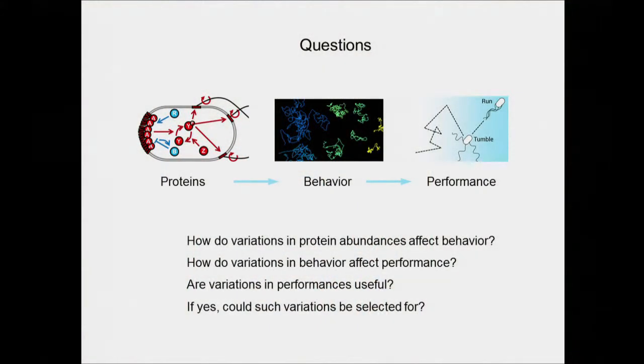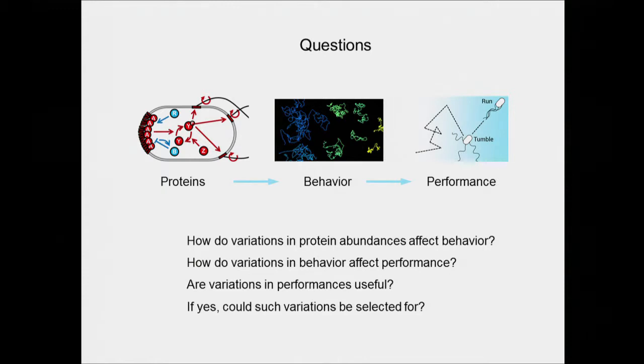What are they useful for? So the question I'm going to try to address in the next 20 minutes is, how does the variation in protein abundances affect the behavior? So what's the origin of those differences between individuals? And then how does the variation in behavior affect performance? So is this cell better at climbing a certain gradient, or this one, or this one? And then if there are differences in behavior, then you can ask, well, is this diversity in the population useful?